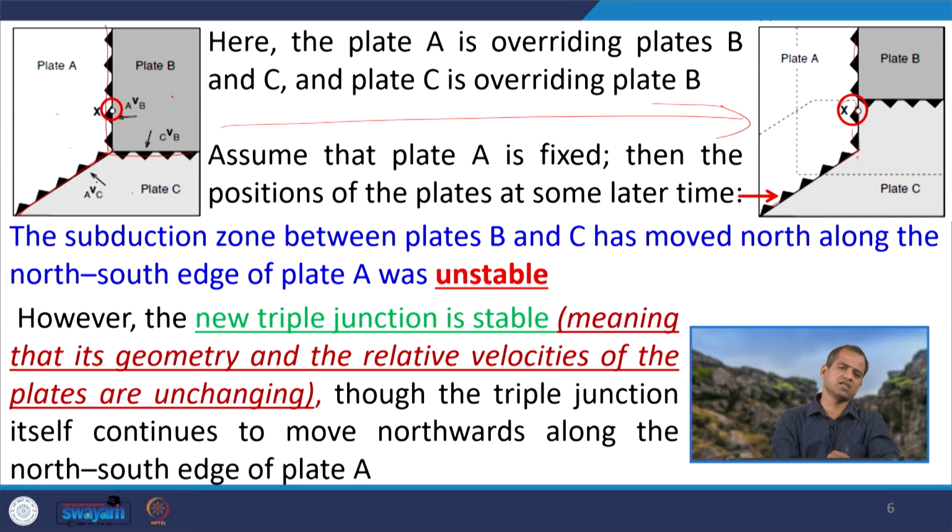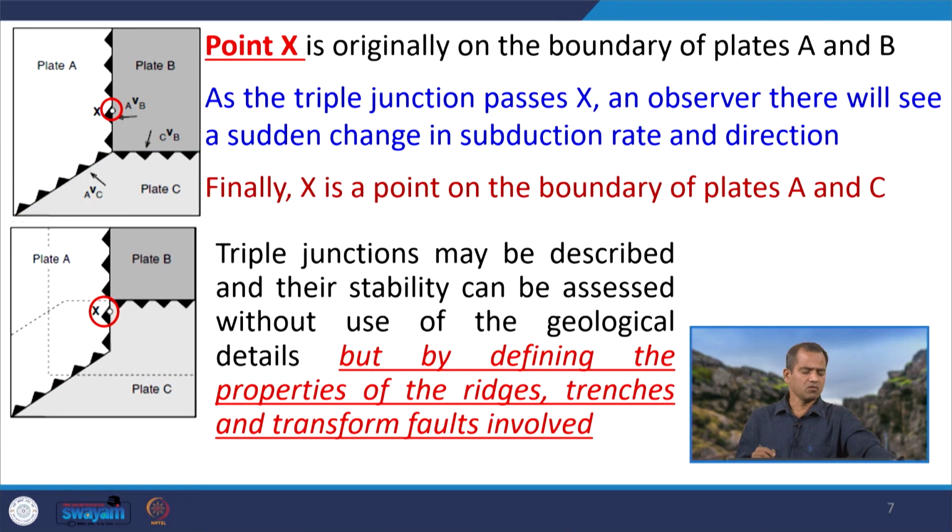Why? Because this orientation is not fitting to the relative velocity among these 3 plates. So, that is why this position is changing. So, that is why the orientation of this plate boundary is changing with time. So, that means the new triple junction is stable and this older one is unstable. Now as an observer, if earlier your position was here, that means you are standing here, with time that means you are sharing the boundary between plate A and B. Now, at the same position here, that means you are sharing the boundary between A and C.